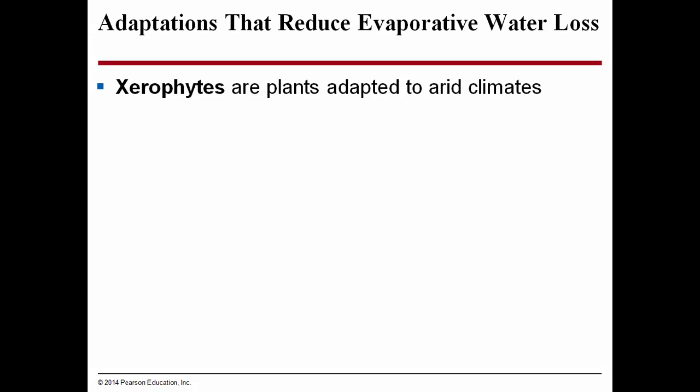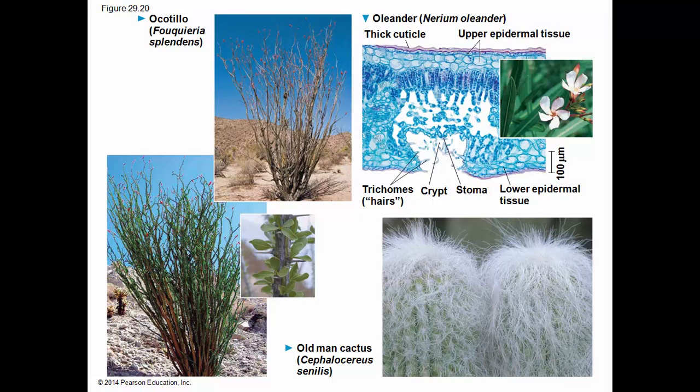surrounding atmosphere. So in these crypts right here, this is where the stoma is located, and then it's got a little structure that's built around it, a little pit, and this little pit allows for greater moisture to occur inside this area. And this is oleander. It's a desert-dwelling flower. So it has adaptations for reducing loss of moisture.